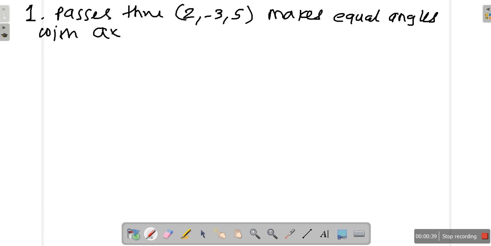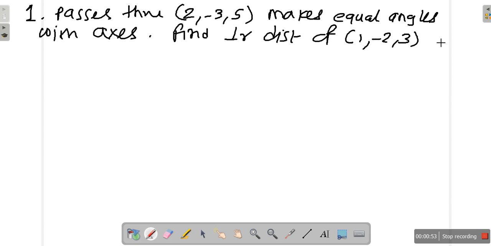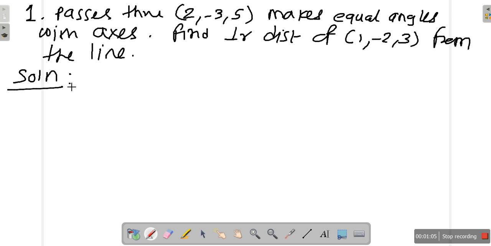With the coordinate axis, we are supposed to find the perpendicular distance of the point (1, -2, 3) from this line. There are two methods of solving this sum. In the first method, we will find the coordinates of the foot of perpendicular and then use the distance formula. And in the second method, we will directly use a formula which I will explain later.